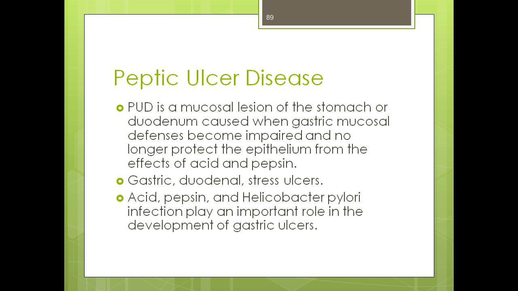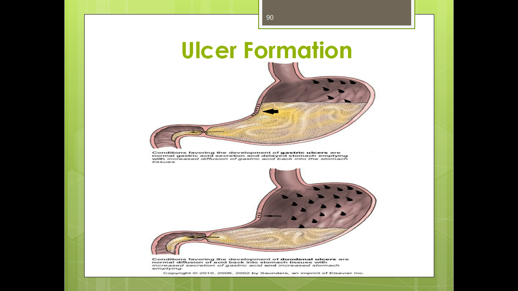Peptic ulcer disease is a mucosal lesion of the stomach or duodenum caused when gastric mucosal defenses become impaired and no longer protect the epithelium from the effect of acid and pepsin. So you have various types of ulcers. You have the gastric, duodenal, and stress ulcers. And like I said, they're caused by acid and pepsin and H. pylori infections, and they play an important part in people getting these ulcers.